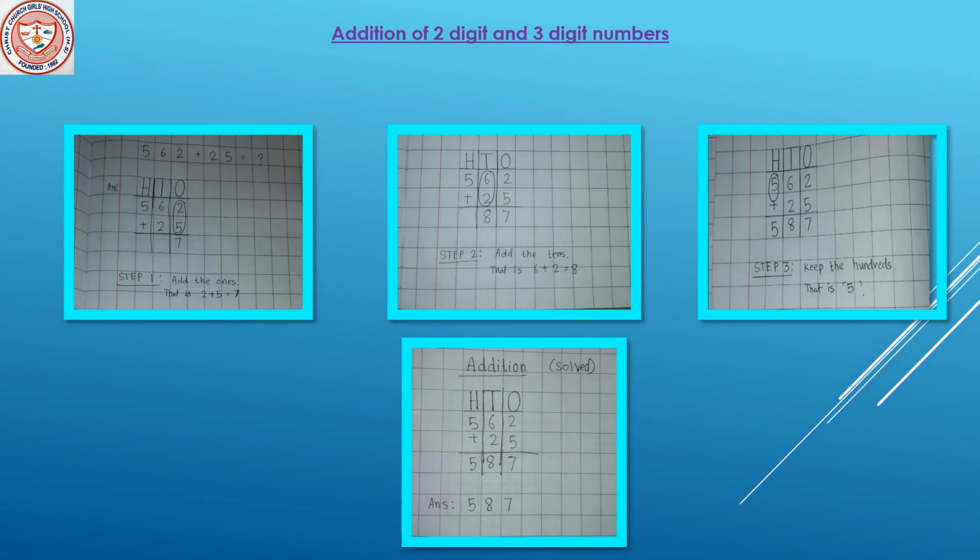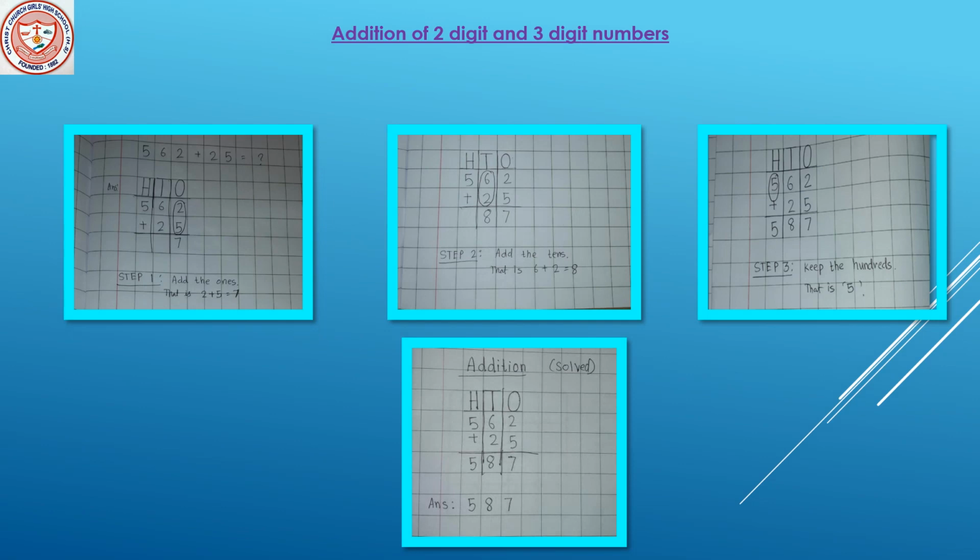Okay. Next, addition of 2-digit and 3-digit numbers. To add a 2-digit number with a 3-digit number, first add the ones, then tens, and finally keep the hundreds. But always write the numbers in their correct place. Never forget to write HTO and never forget to give the addition sign, that is plus sign.